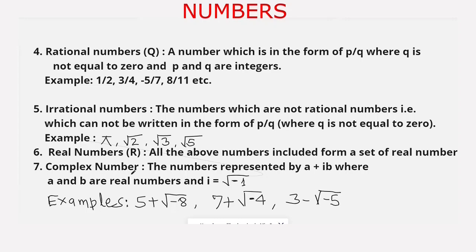Seventh is complex numbers. The numbers represented by a plus ib, where a and b are real numbers and i is equal to under root minus 1.